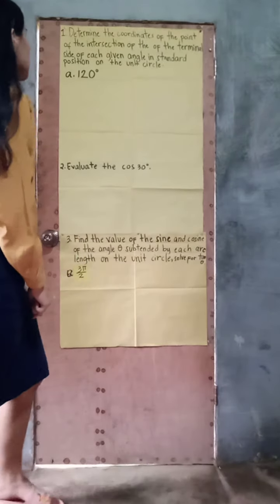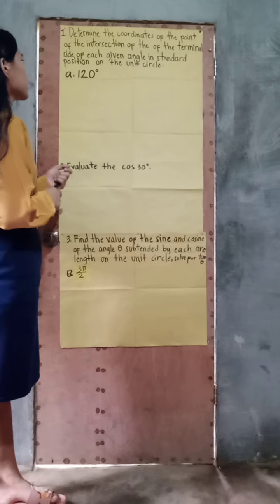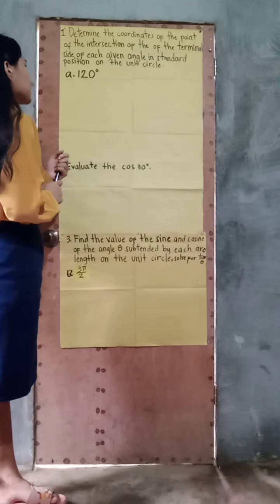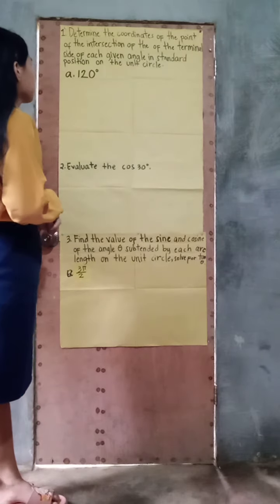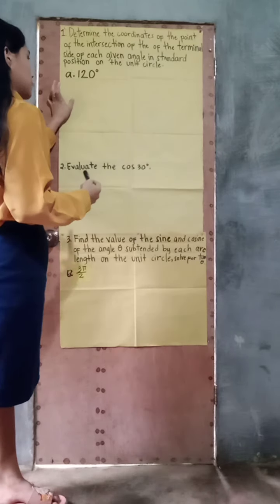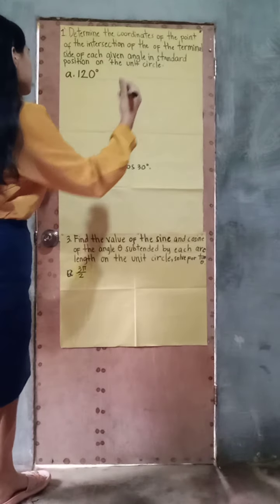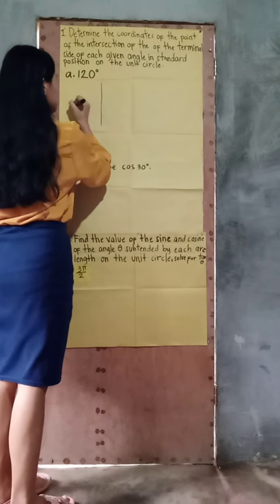Problem number 1. Determine the coordinates of the point of intersection of the terminal side of each given angle in standard position on the unit circle. We're going to identify the coordinates of 120 degrees on the unit circle. Let's say this is our unit circle.